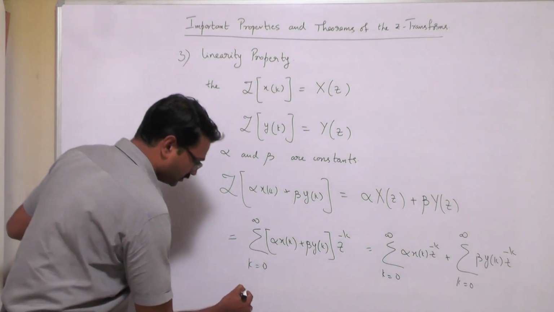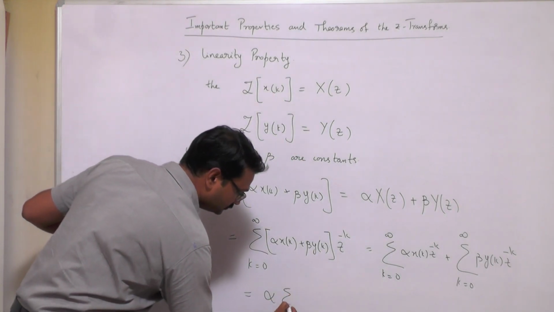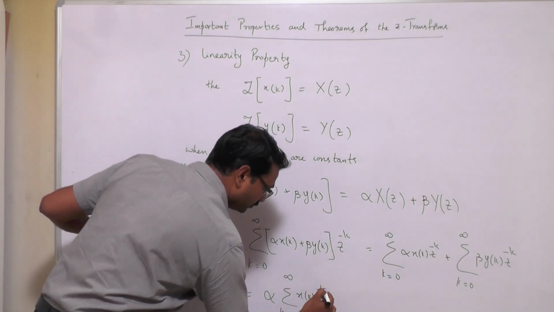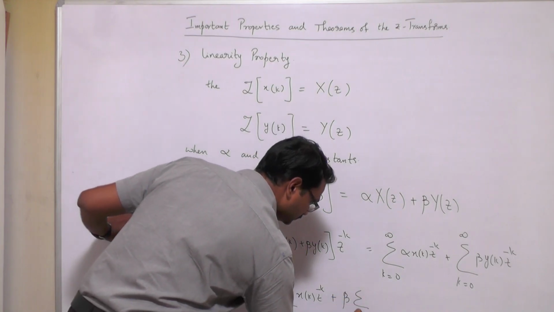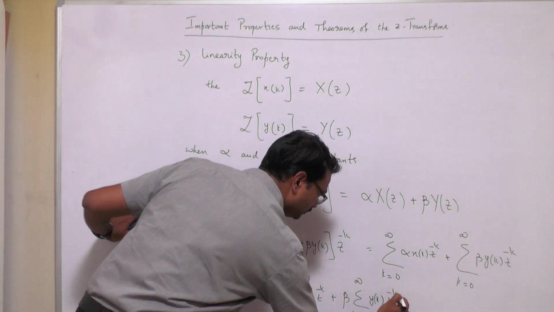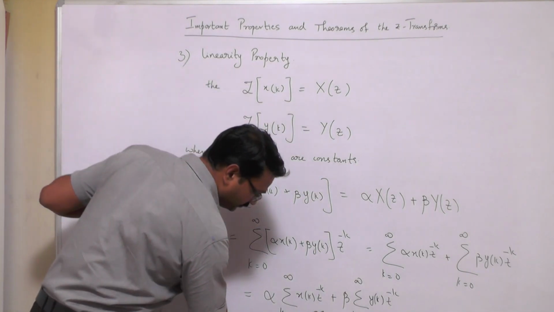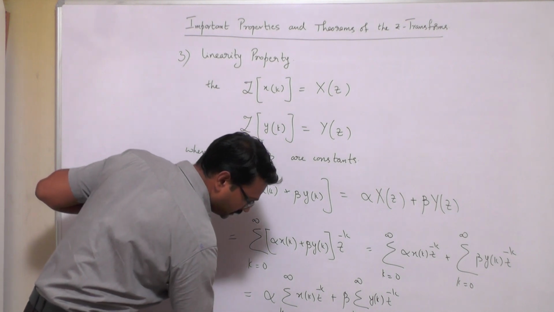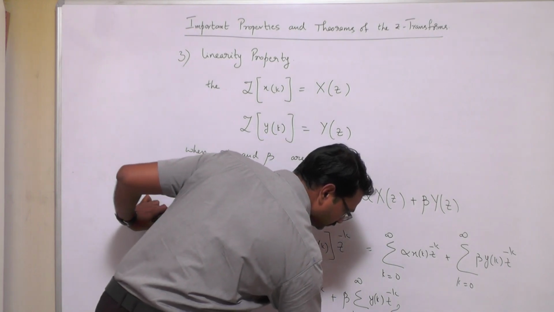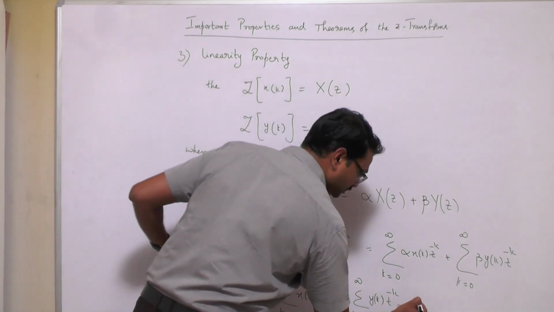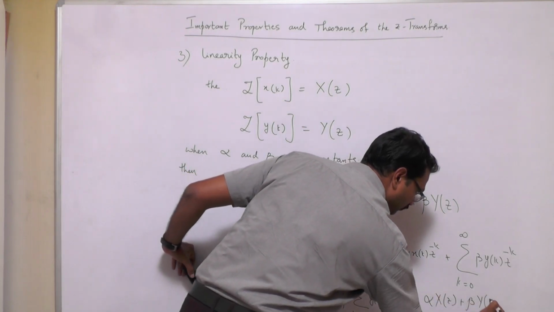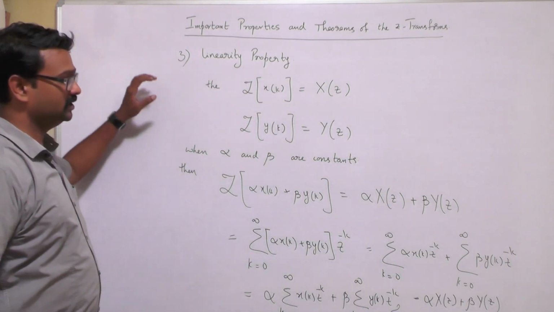Now since alpha and beta are constants, you can write alpha sigma k is 0 to infinity x k z power minus k plus beta sigma k is 0 to infinity y k z power minus k. Then by definition you know that this is x of z, and this is y of z. Therefore this can be written as alpha x z plus beta y z. So this is the linearity property.